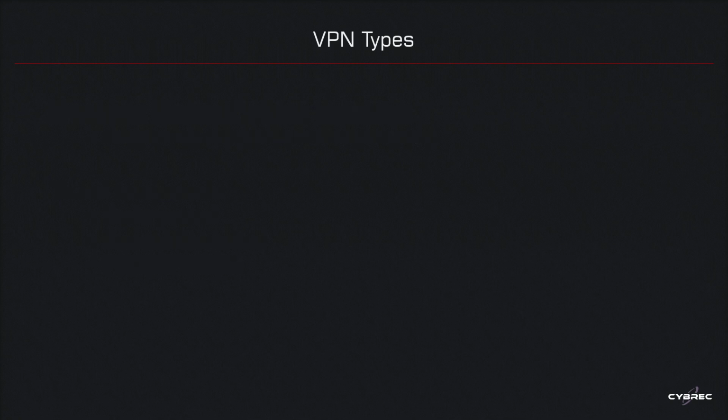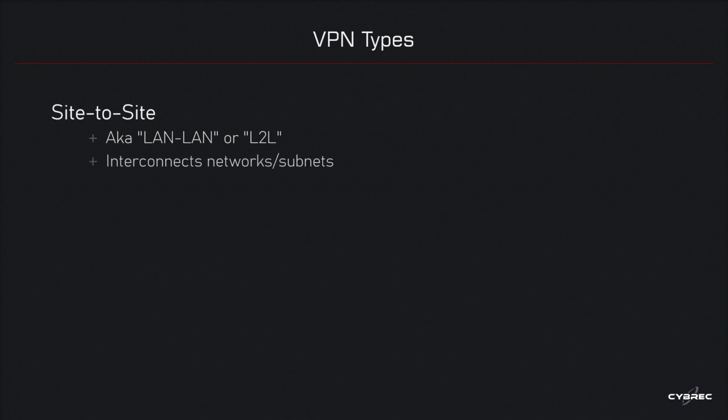Another thing I want to discuss in this particular module is the two main VPN types. It's good to know the difference between these, because anytime you create a VPN, you will be referring to either a site-to-site or a remote access VPN. So let's start with site-to-site. Site-to-site, one of the two major VPN types, is also known as LAN to LAN or L to L.